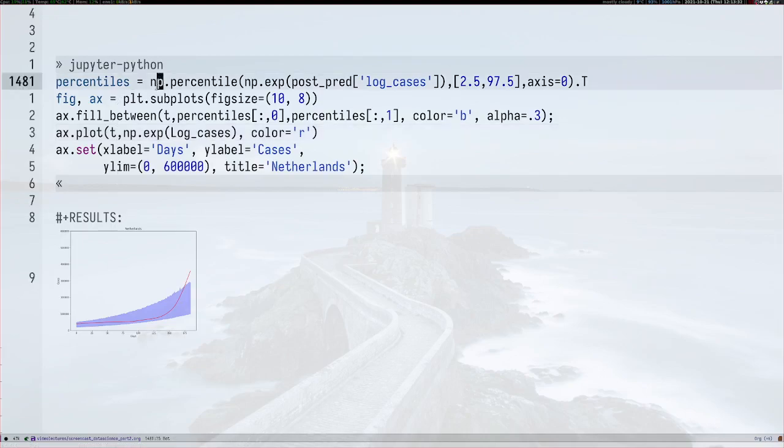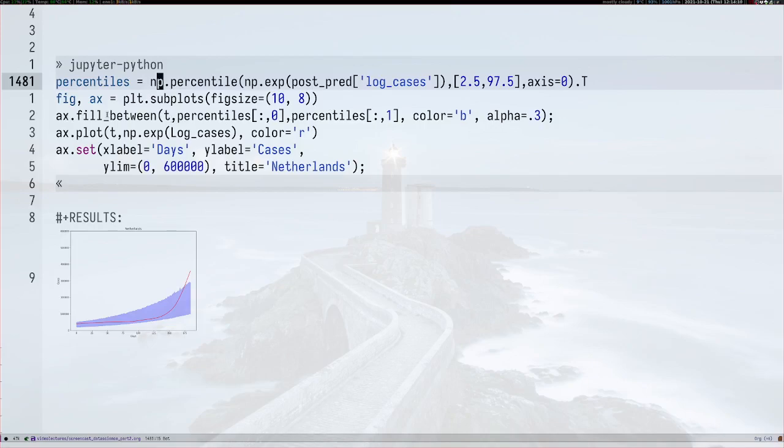So what have we done here? So we look at the posterior predictions of log cases, because that's the thing that we're modeling. We're modeling the log of the cases. So to bring this back into number of cases, we have to take the exponential. So we have this log cases, we take the exponential of that, and then we look at the percentiles at 2.5 and 97.5. So we have 95% of the mass of the distribution in between these 2 points. Yeah, so in between these 2 points is 95% of our predictions.